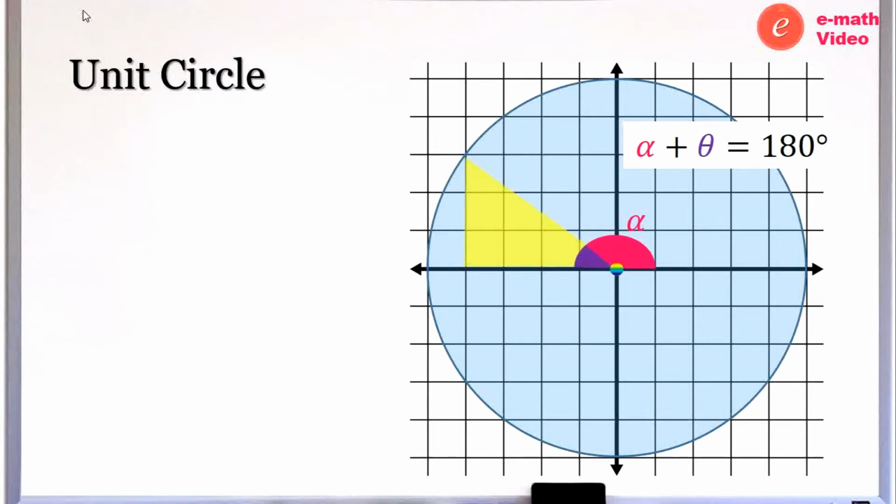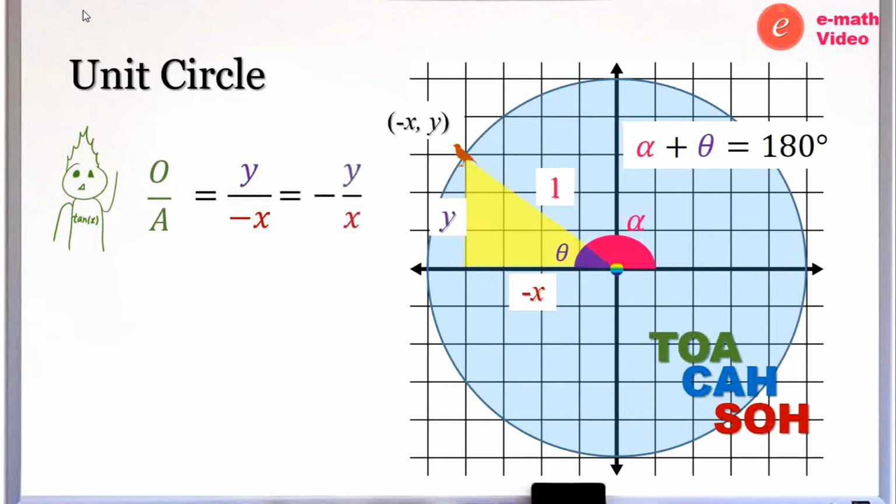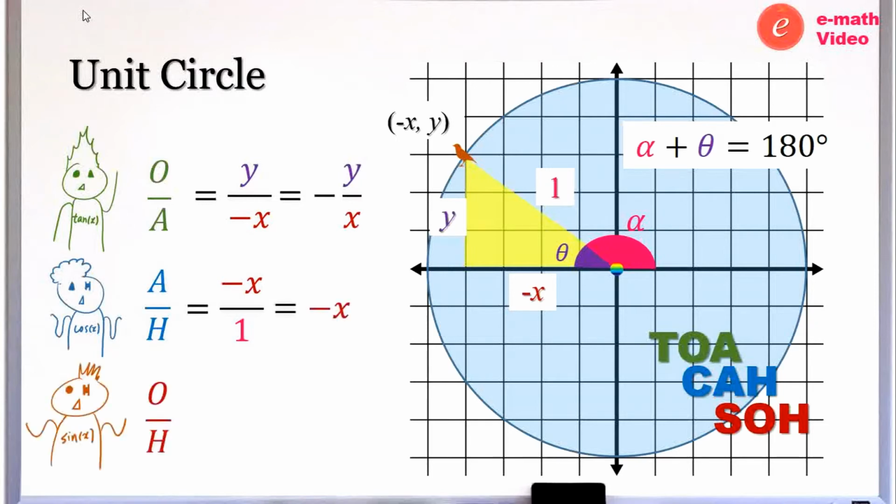And this angle here will be theta because it's 180 minus alpha, right? Because we want hypotenuse to be 1. The coordinate of this point will then be negative x, y. As you can see, x is in negative zone, but y is still in positive zone, which is above 0. Still TOA CAH SOH, tangent equals to O over A equals to y over negative x equals to negative y over x. Cosine A over H, negative x over 1, negative x. Sine O over H equals to y over 1 equals to y.